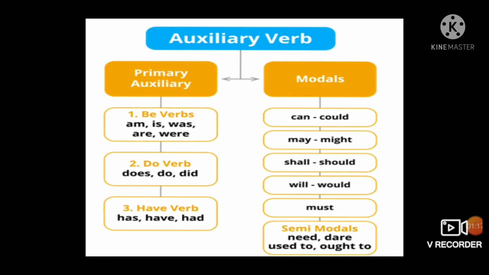Then secondary auxiliaries. There are 13 secondary auxiliaries: 9 modal auxiliaries and 4 semi-modal auxiliaries. What are the modal auxiliaries? First of all, can, could, may, might, shall, should, will, would, and must. So these are called modal auxiliaries. And the 4 semi-modal auxiliaries, what are they? Need, dare, used to, and ought to.